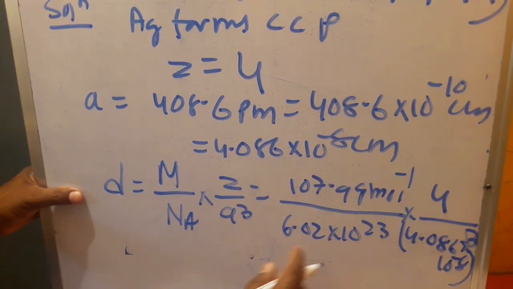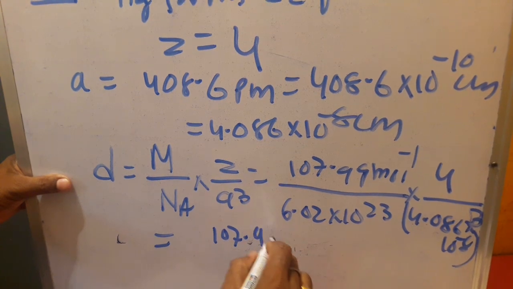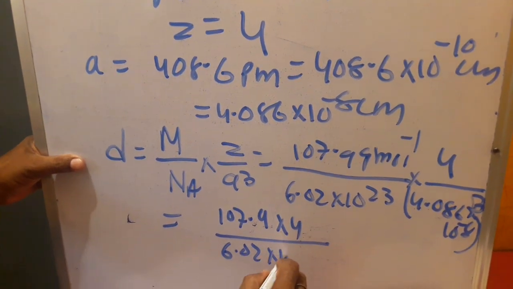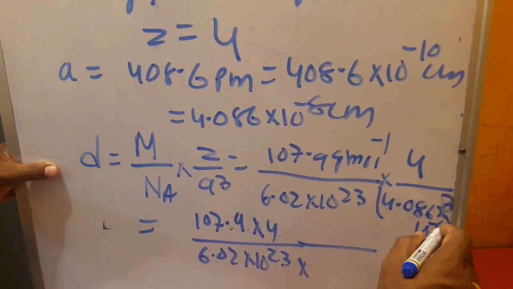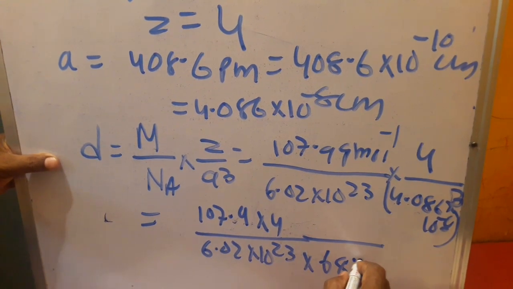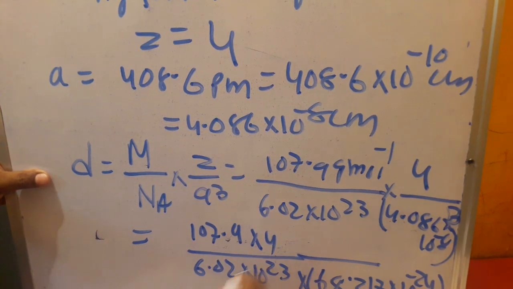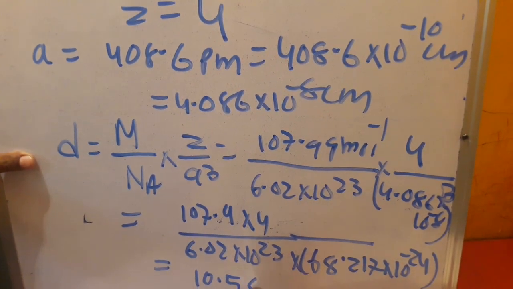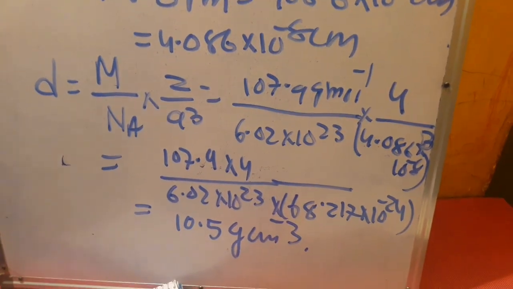Okay, after putting this, you will get 107.9 into 4 by 6.02 into 10 to the power 23. So when you get the cube of this, it is found to be 68.217 into 10 to the power minus 24. Okay, so on solving it comes to be 10.5 gram per cm cube. This is how we can calculate the density of silver.